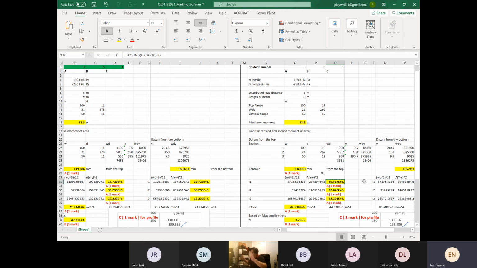Now let's say it did not match. I know mistakes can be made, I understand that. For example, the moment over here, you did not calculate 13.5. You calculated 11.5. Fair enough. We enter 11.5 into the value that we have calculated. So your I1 value is different. The I1 that you calculated, you did not get 29.517. You got 10.216 E6.